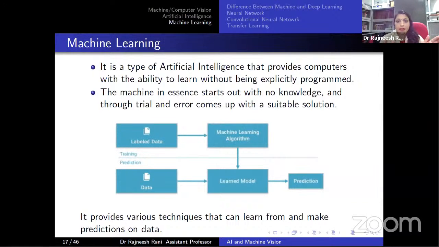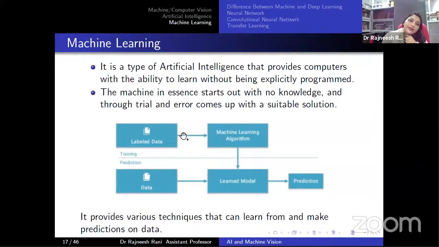अब आप क्या करते हो उस केस में? आप खुद सिखाते हो बच्चे को, बेटा ये फैन है, ये चेयर है, ये बेड है. Then that means the child is learning those things. Clear? Similarly, we want the computer to learn. That is called machine learning. So the machine in essence starts out with no knowledge, as a child starts out with no knowledge, and through trial and error comes up with a suitable solution.